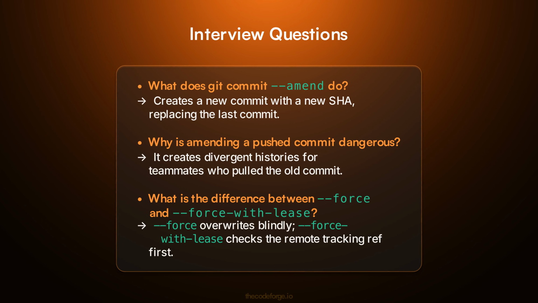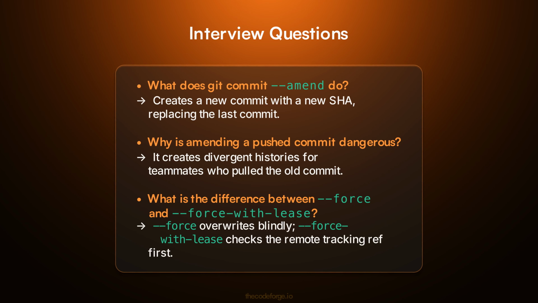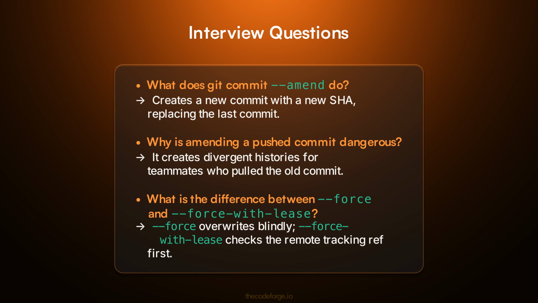Let's run through some common interview questions. What does git commit --amend do? It creates a new commit with a new SHA, replacing the last commit. Why is amending a pushed commit dangerous? It creates divergent histories for teammates who pulled the old commit. What is the difference between force and force-with-lease? Force overwrites blindly. Force-with-lease checks the remote tracking ref first.